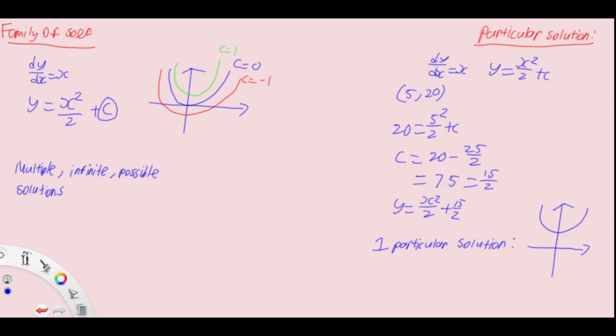So if you have to sketch this particular solution, you just need to sketch one graph because there is only one solution. It's just x squared over 2 plus 15 over 2, where the graph passes through (0, 15 over 2). And yeah, so that's about it for family of solution and particular solution.